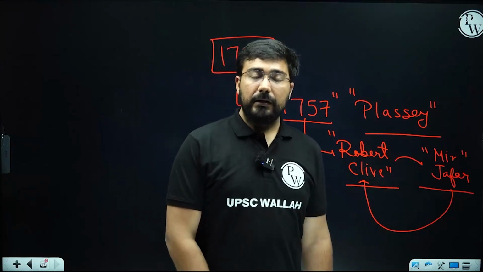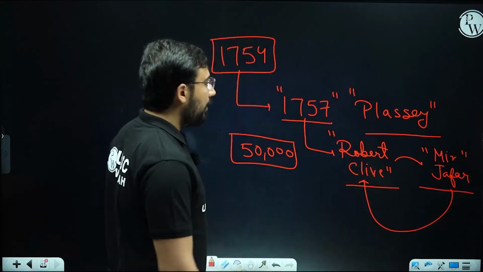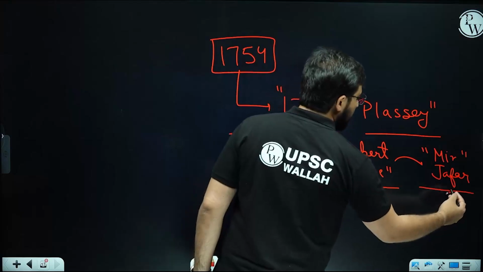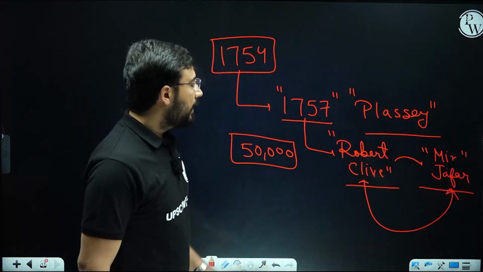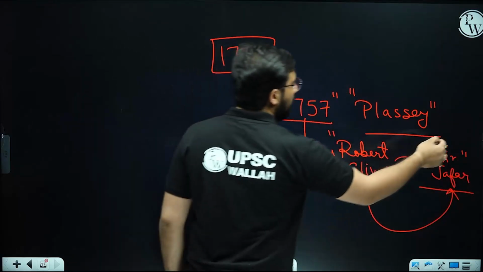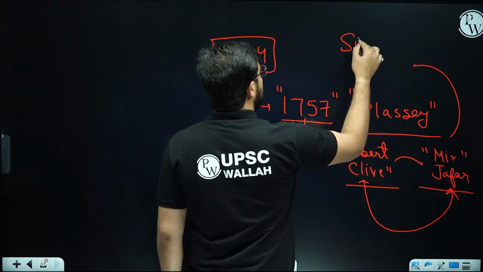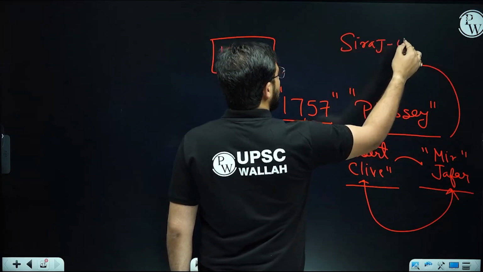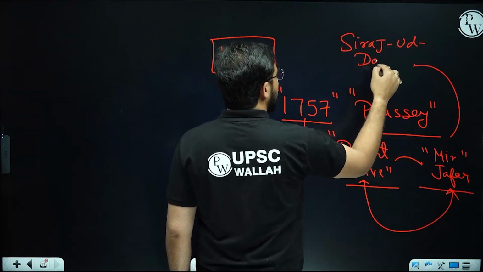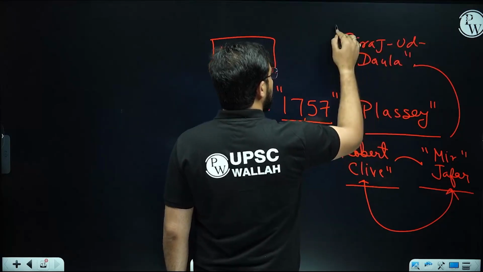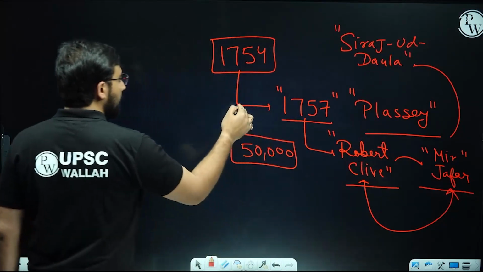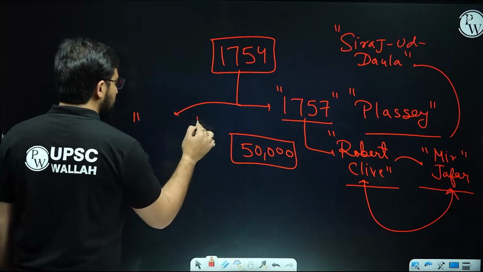But still, we see the victory of Robert Clive. Why? Because Mir Jafar surrendered in the battlefield, and thereafter the son of Mir Jafar killed Siraj-ud-Dowla. Siraj-ud-Dowla was wiped out in 1757. The British were able to get the resources from 1757 onwards.